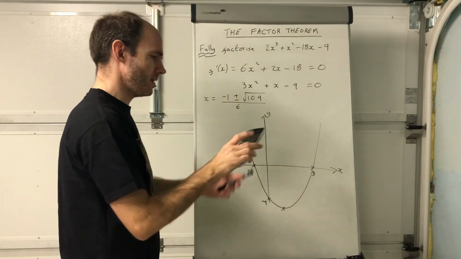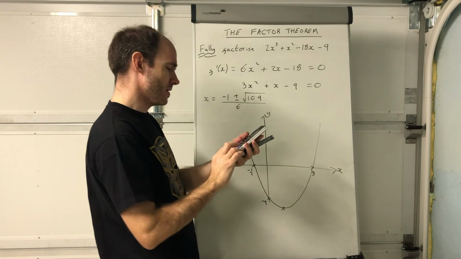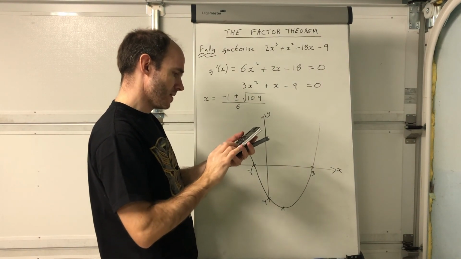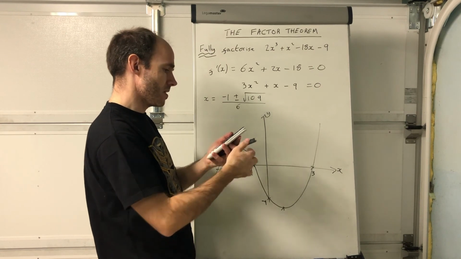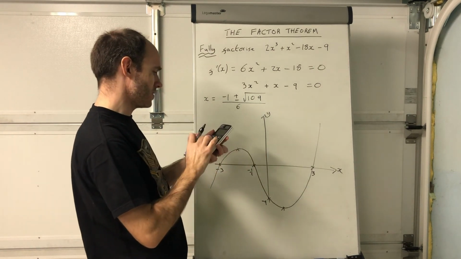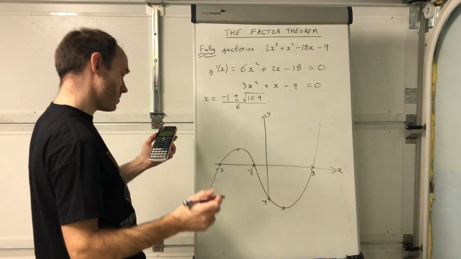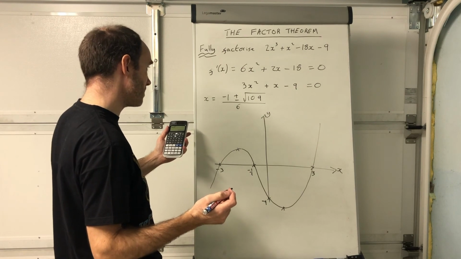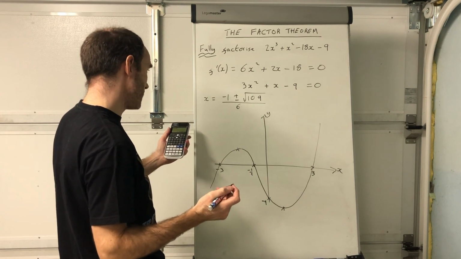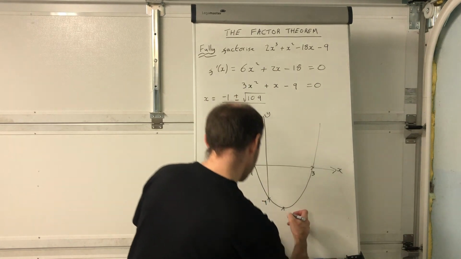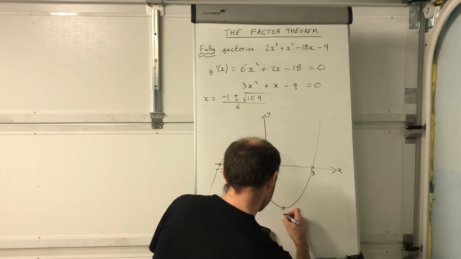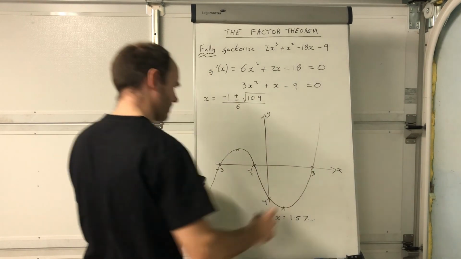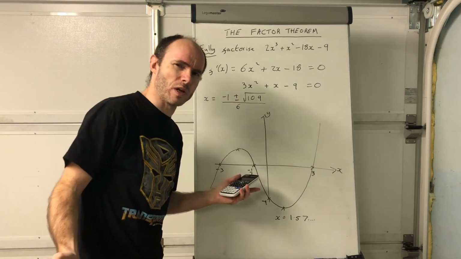I've got a calculator handy here, always have your calculator handy. So negative 1, plus the square root of 109, and divide that by 6. What have we got? It doesn't simplify as a third, but that gives us positive 1.57. So that x coordinate has got to be 1.57 something. And you can work out the y coordinate if you wanted to.